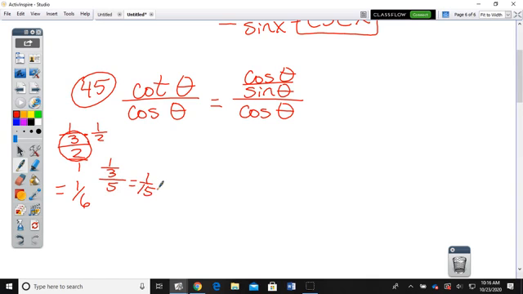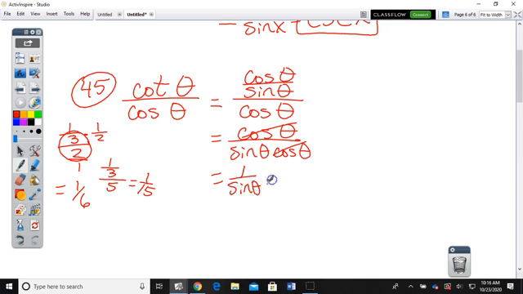So just because these are ugly or something we haven't seen before doesn't mean you do them any different. We're just going to take these two bottoms and do what with them? Multiply. So this will be cosine theta over sine theta times cosine theta. And the cosine theta is what? They cancel out. That leaves me with 1 over sine theta, which equals cosecant theta, just like the last one. All right?